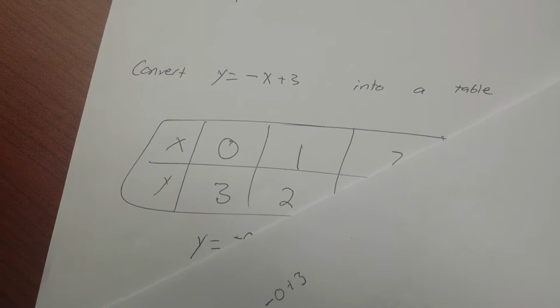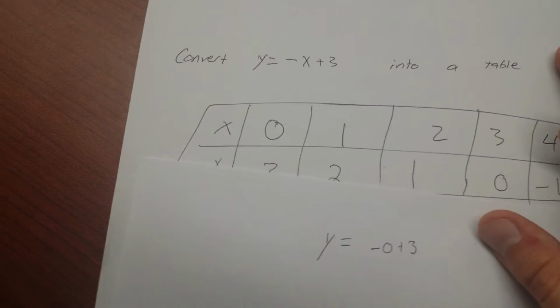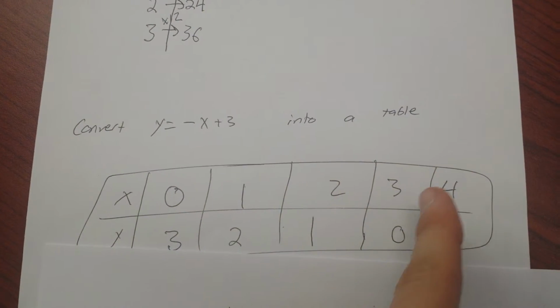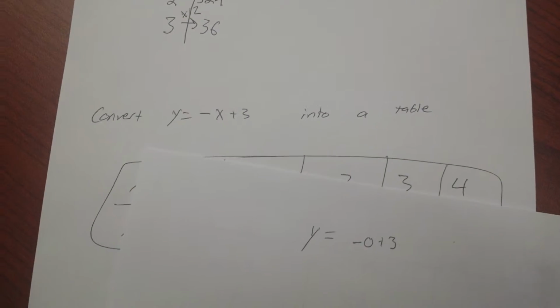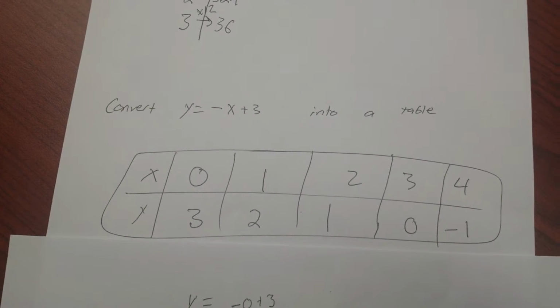We do the same thing. 2 into our equation gives us y equals negative 2 plus 3, which is 1. Y equals negative 3 plus 3 is 0. And y equals negative 4 plus 3 equals negative 1. So this is our table.